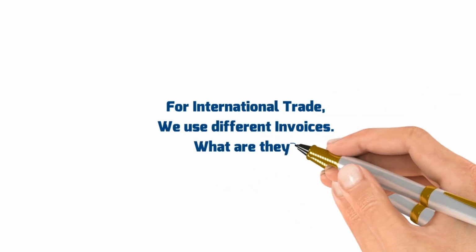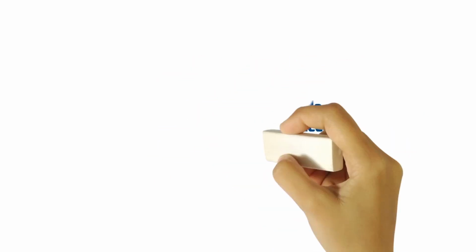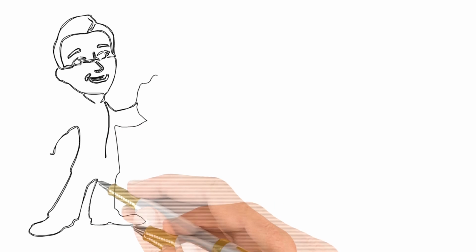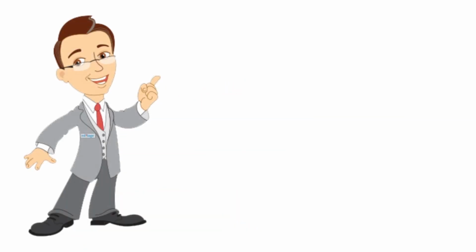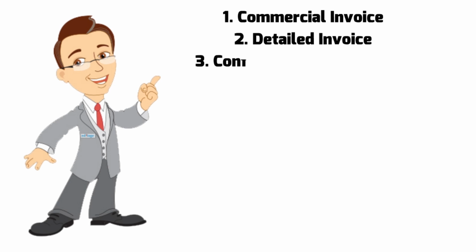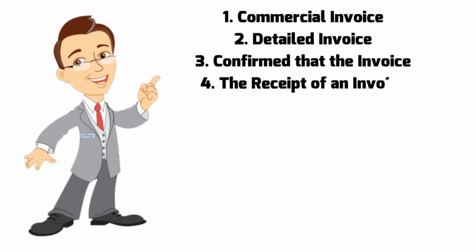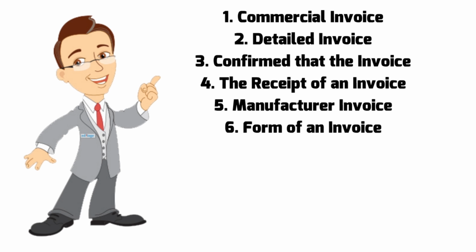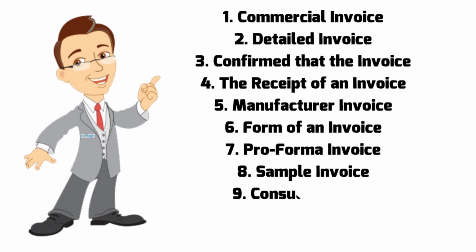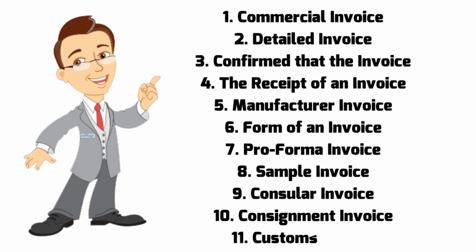What are they? They are: 1. Commercial invoice. 2. Detailed invoice. 3. Confirmed invoice. 4. The receipt of an invoice. 5. Manufacturer invoice. 6. Form of an invoice. 7. Pro forma invoice. 8. Sample invoice. 9. Consular invoice. 10. Consignment invoice. And 11. Customs invoice.